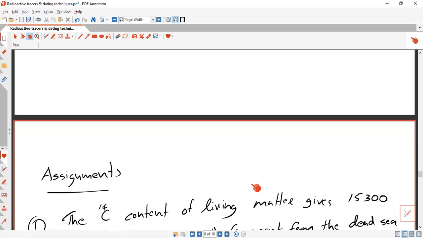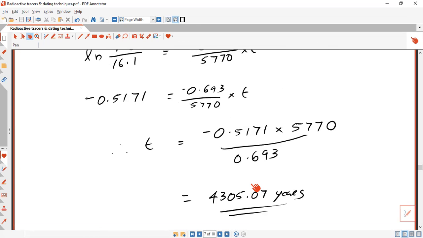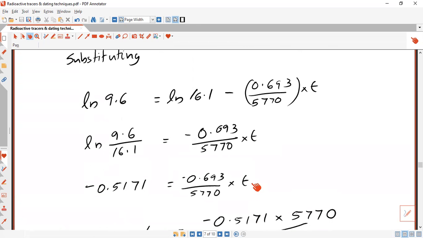In that way, we can calculate the age of a particular specimen by using this technique. Hope you understood. Thank you.